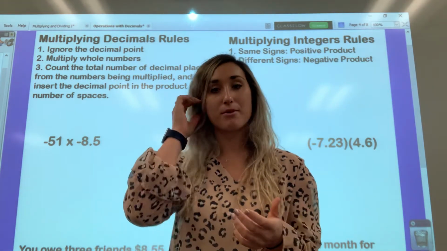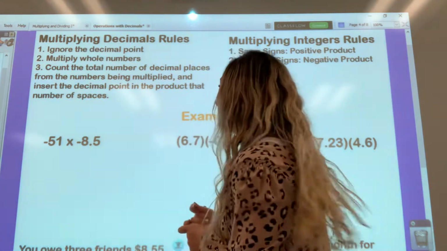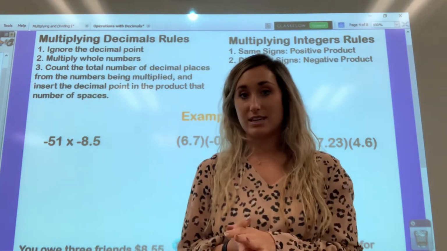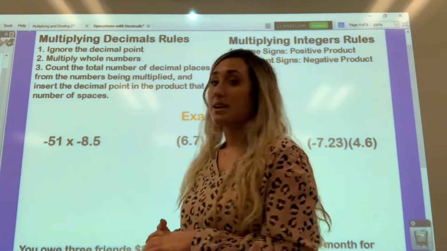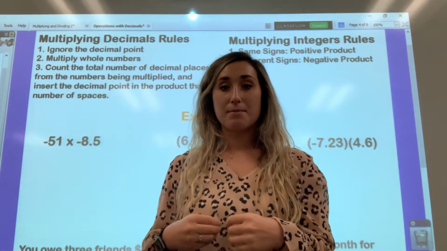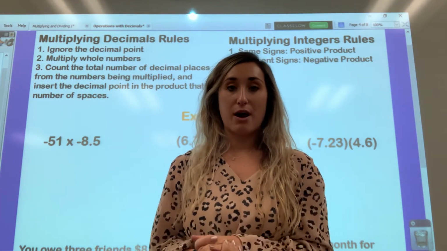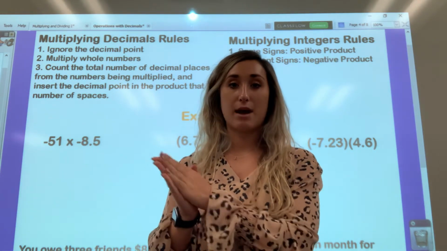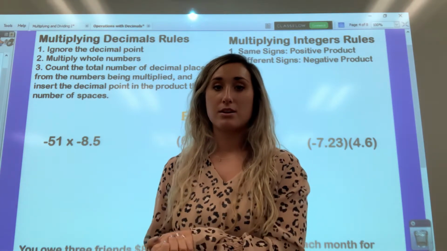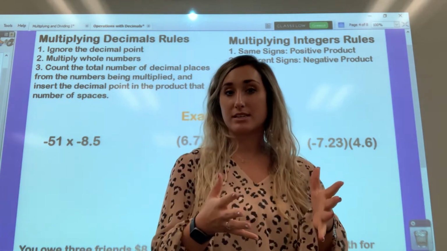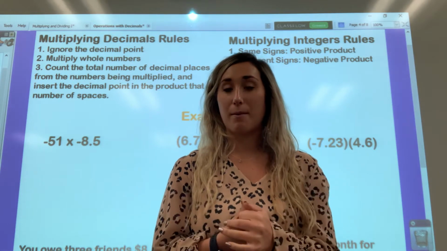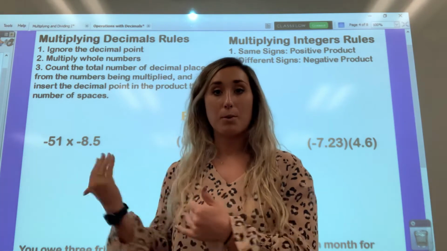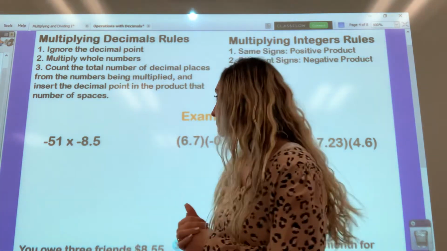So to refresh your memory from last year, remember that you start by just ignoring the decimal point. You multiply as if it wasn't even there. So consider the numbers as whole numbers and then multiply, and then you get an answer and you have to figure out where to put the decimal point. And that's going to go the number of spaces that was in the original problem. So if there were 2 decimal spaces out of all the numbers in the original problem, then you'll have 2 decimal spaces in your answer. So we'll practice that by going through some examples.